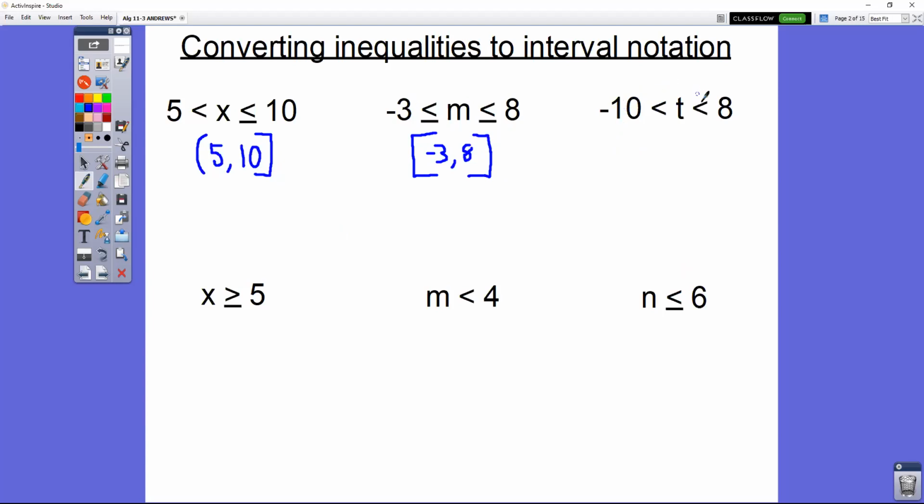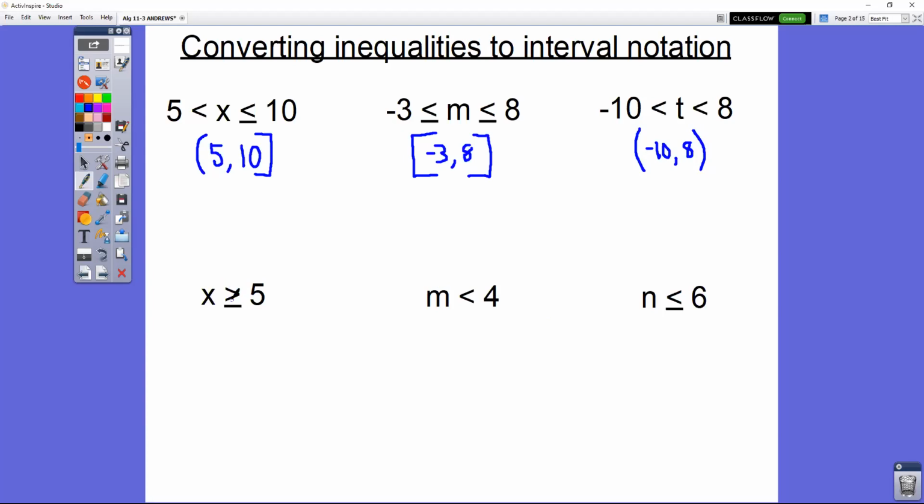-10 is less than t, which is less than 8. Notice that there is no "or equal to," so we're going to use round parentheses: -10, 8. And then it's not "or equal to" again, so it's going to be round parentheses again.